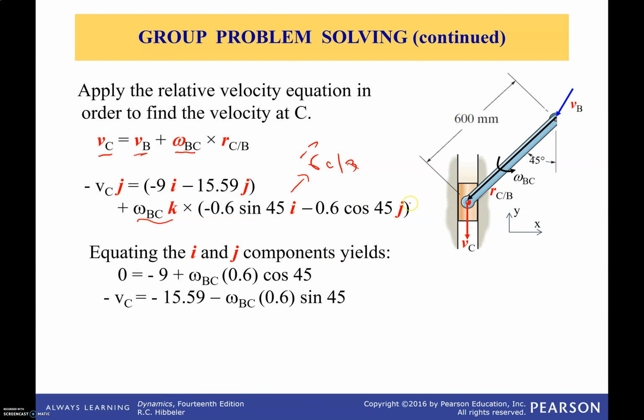So now we can write this. We have this equation. This is actually two equations, one for the x and one for the y-axis. So we can solve for omega BC and VC. And when we do that, these are the values that you get.